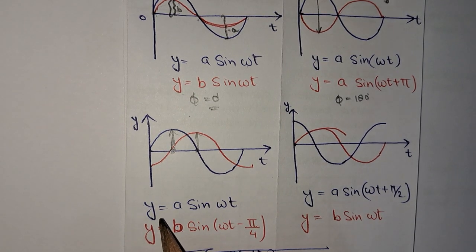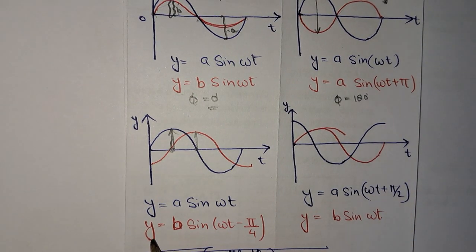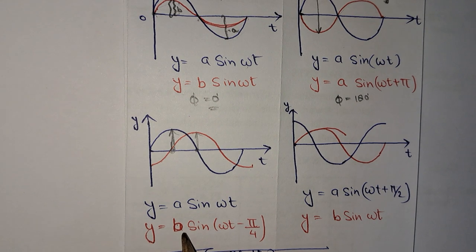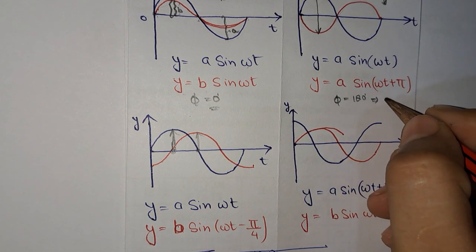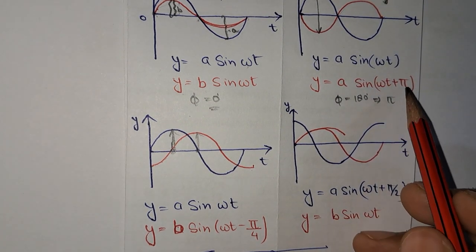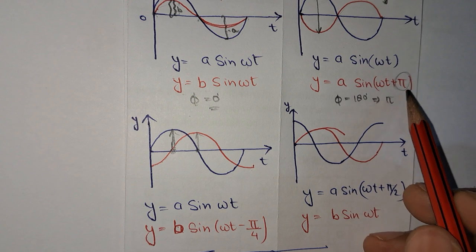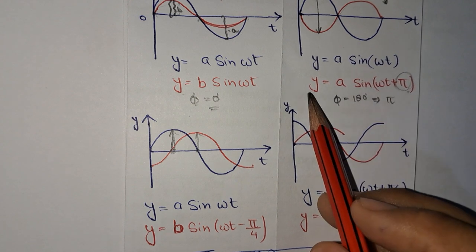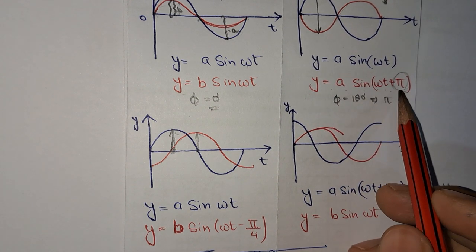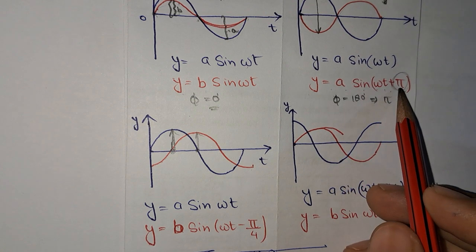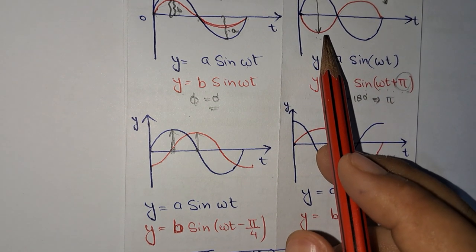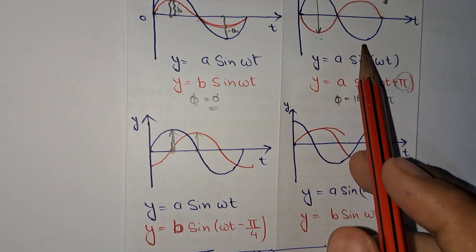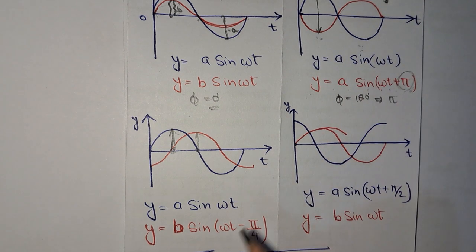So it can be represented by y equals a sin omega t, and y red one equals b sin omega t minus pi by 4. Why pi by 4? Because this 180 could be written as pi. So you can clearly see the value is reflecting here. So y equals a sin omega t plus pi, since plus pi indicates that it is pi phase ahead of the initial wave.